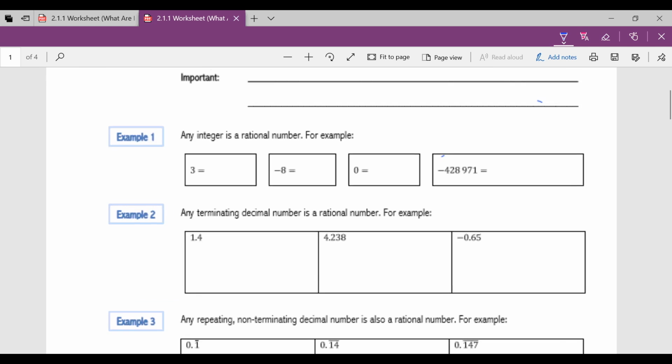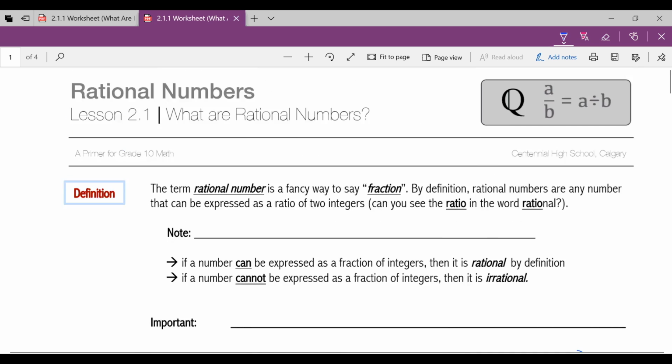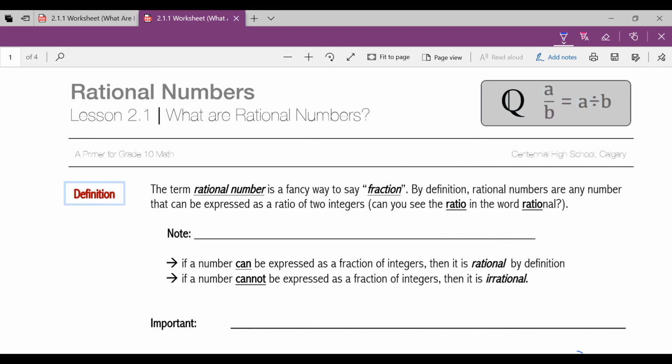So where to begin? It probably behooves us to begin with some definitions so we know what we're talking about. Well, the term rational number is just a fancy way for saying fraction. By definition, rational numbers are any number that can be expressed as a ratio of 2 integers.